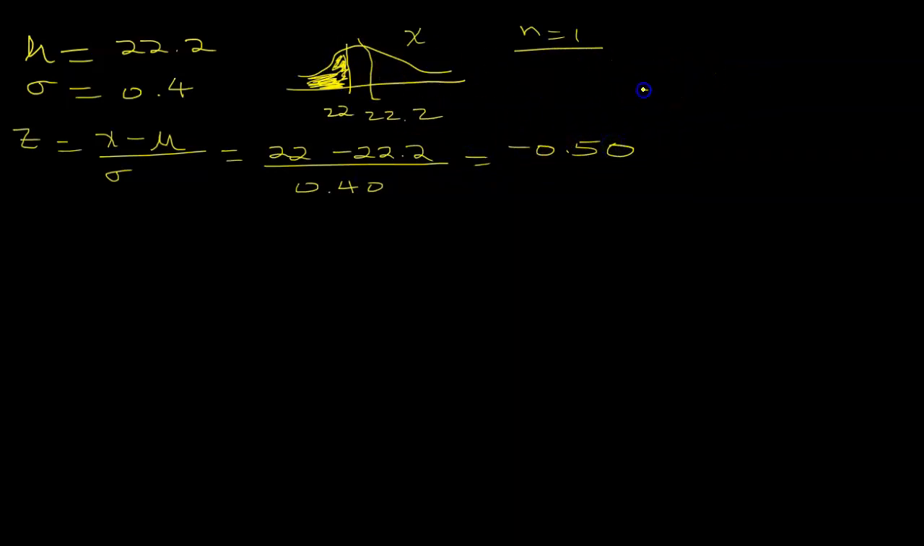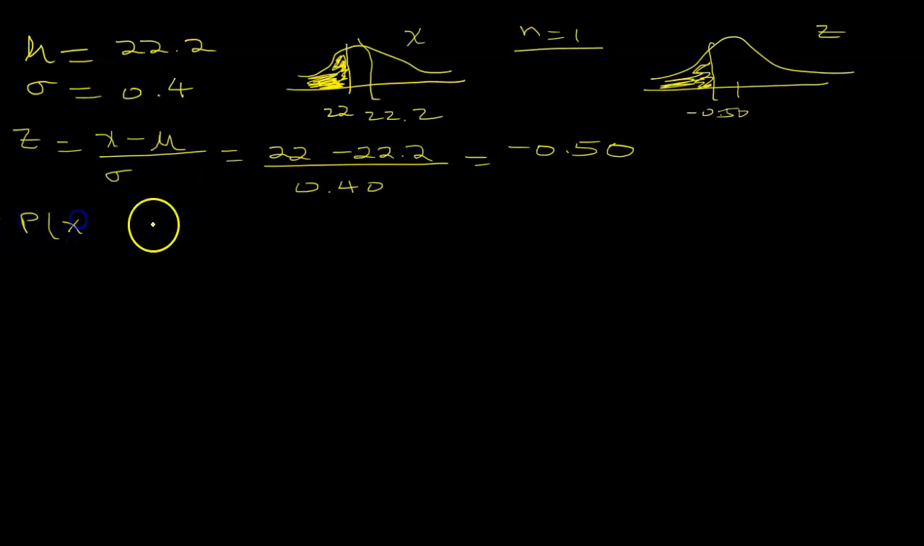So if I transpose this curve to the standard normal distribution where we're talking about z-scores, right here is z equals 0, and negative 0.5 is probably about right here, and I need to know what's the area to the left. So in answering my problem, I want to know what's the probability x is less than 22 grams, which is the same as asking what's the probability that z is less than negative 0.5.